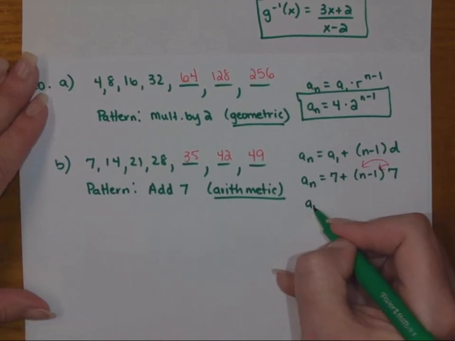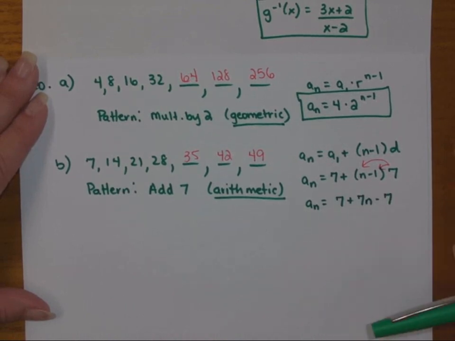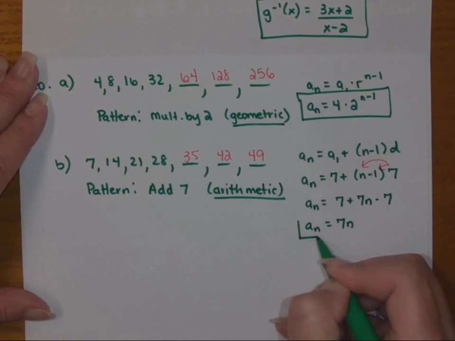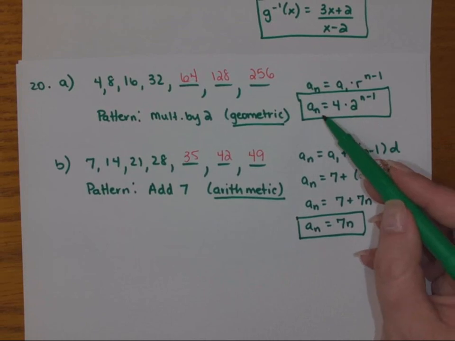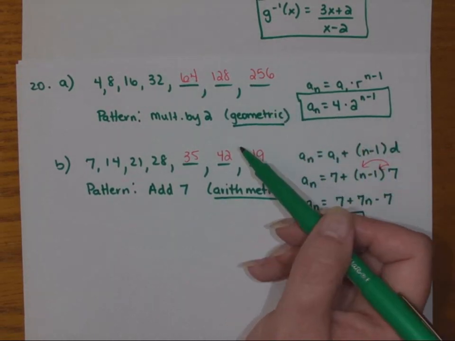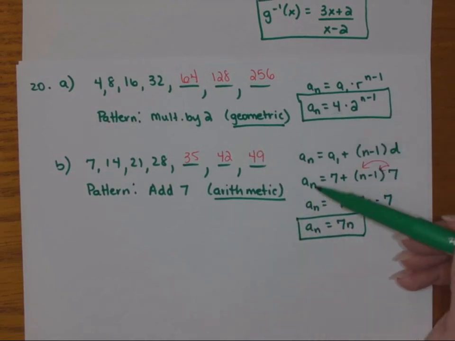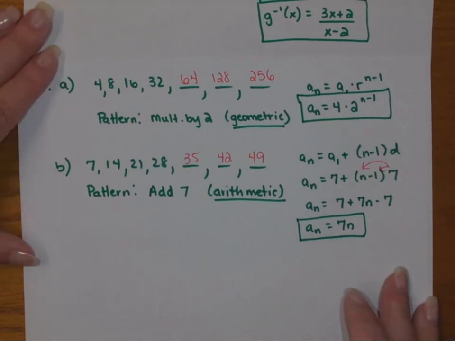So this would be a sub n equals 7 plus 7n minus 7 if you distribute that 7, or just a sub n equals 7n. Okay, remember the helpfulness of these a sub n formulas is I could skip to the 50th term if I wanted to without having to go in order like I did here, right? It'd be very tedious to write out 50 blanks, but I'm able to go to the 50th term or whatever term I want to go to using these a sub n formulas.